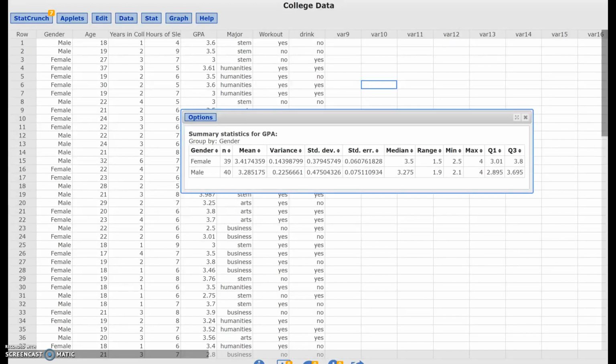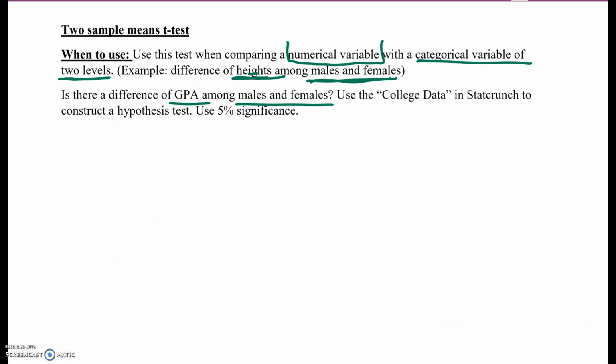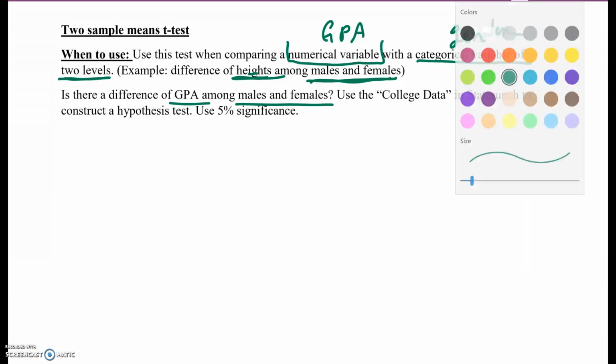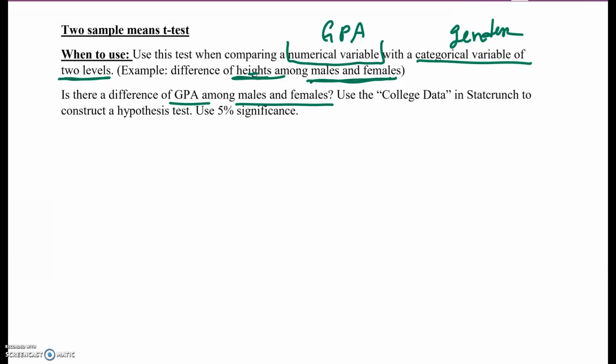Okay, so let's do the hypothesis test now. This is going to be a two-sample t-test because you have the GPA, which is the numerical variable, with the gender of two levels. That's the categorical. The gender is a categorical variable of two levels. So how are we going to write the null and the alternative? So mu1 is going to be the mean GPA of males.